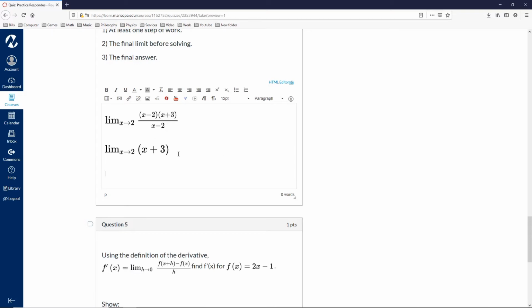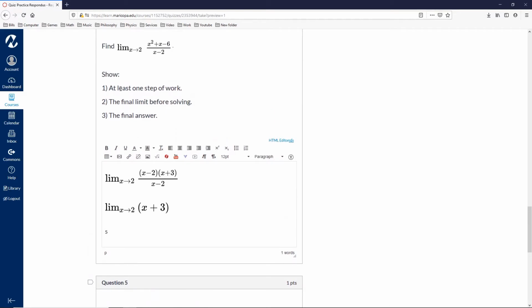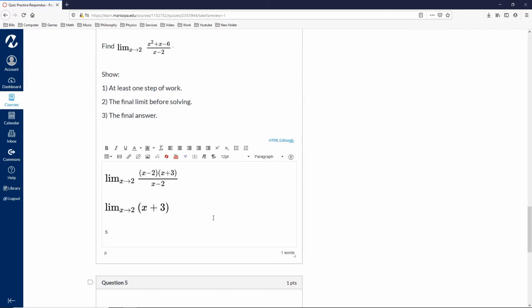And then now we can just plug in 2. And there's our answer then, 5. And so there you go. I showed at least one step of work right here doing the factoring. The final limit before solving, so that's this right here. Here's the final limit before we solved it, and here's then our final answer. So again, if you did this for this problem, I think that's great. This is what I'm hoping for.